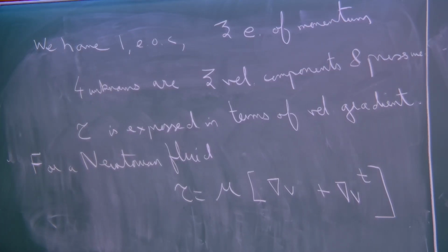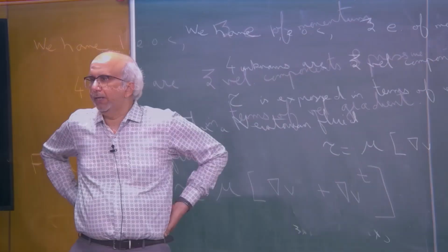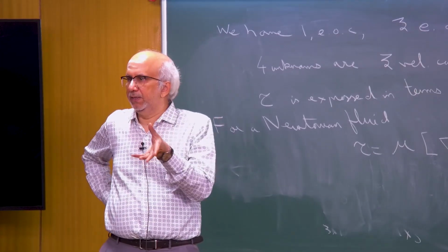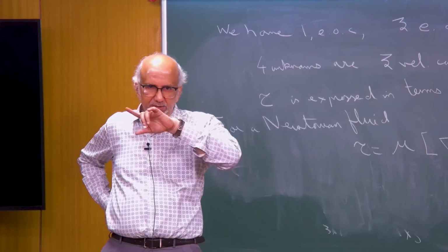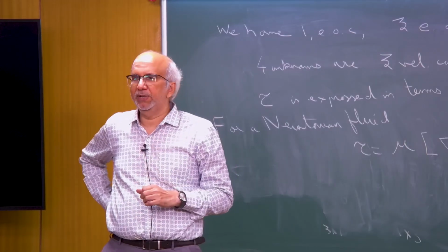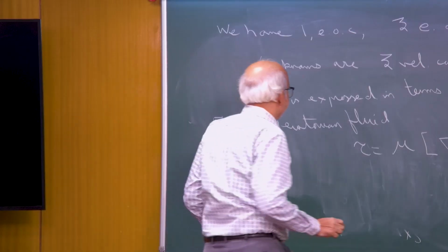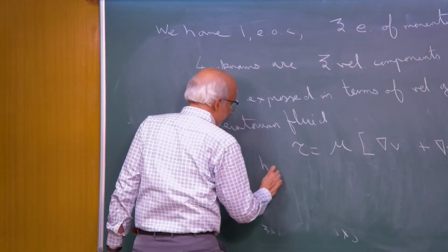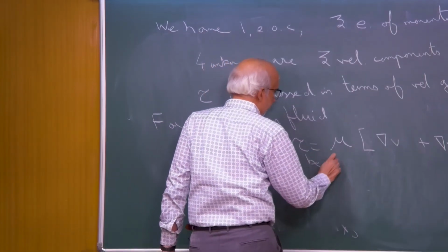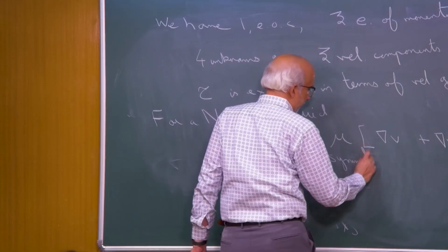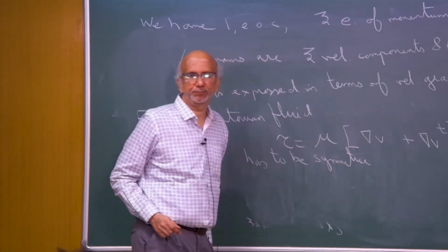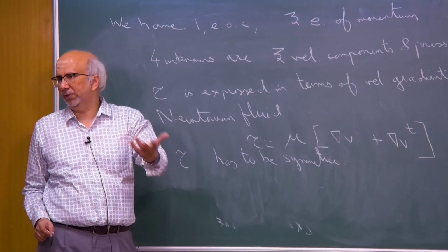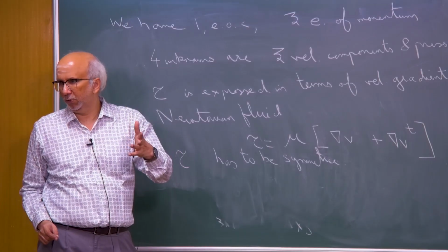The reason why we say gradient of V plus gradient of V transpose is because the stress tensor has to be symmetric. If you look at the stress tensor as a matrix, this matrix has to be symmetric. This tau has to be symmetric. If I write only gradient of V, I am not guaranteed that it is going to be symmetric, mathematically, if you want to look at it.